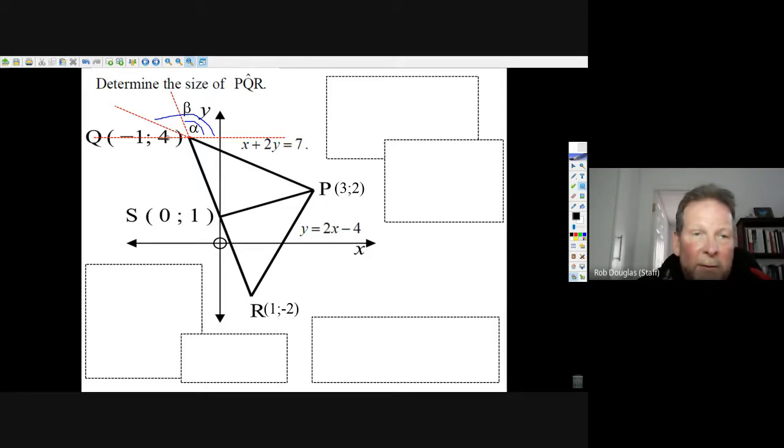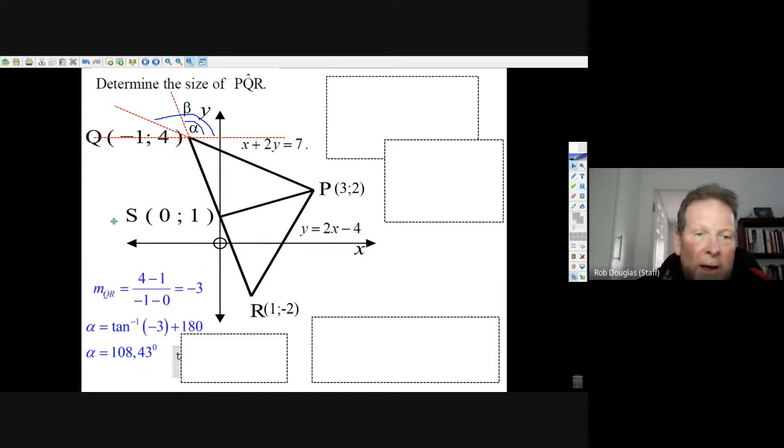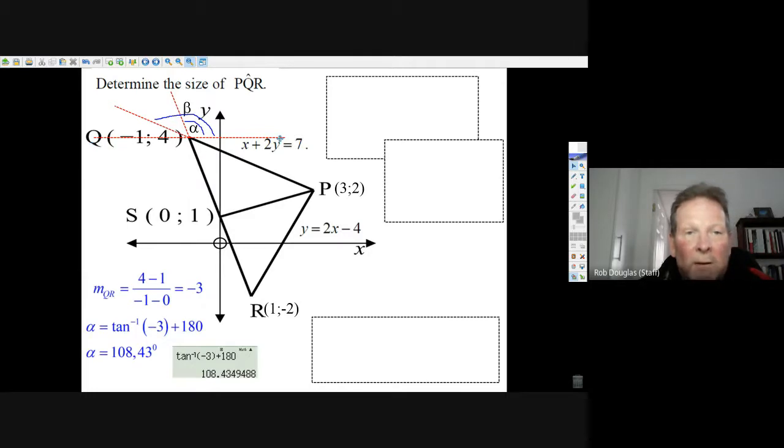Well, first, let's find the gradient: 4 minus 1 over minus 1 minus 0. If we do that, we get -3. And then all we do is go shift tan of -3, and we'll get a negative answer. We have to add 180, and then we'll get this bigger angle of 108.3 degrees. Now, that's a mark. Just shift tan of the gradient. You get a mark. Even if you don't have this picture figured out like this, I extended the lines and made a horizontal. It helps me to think about it anyways.